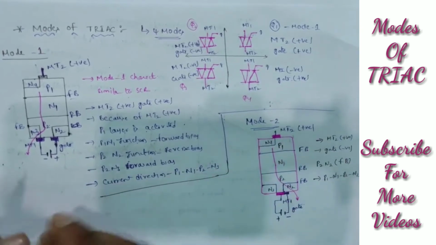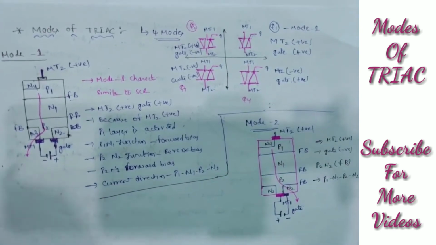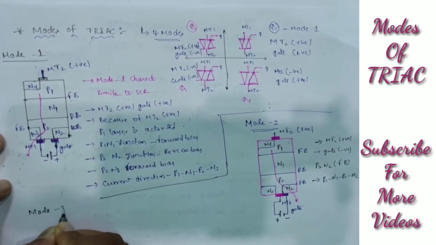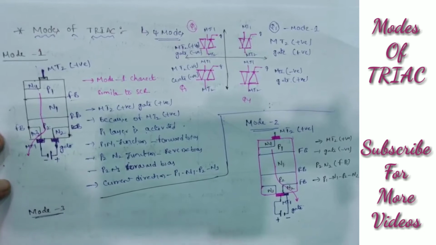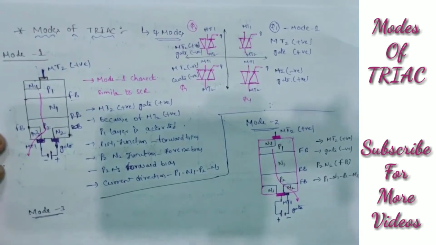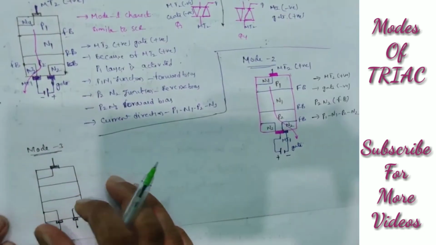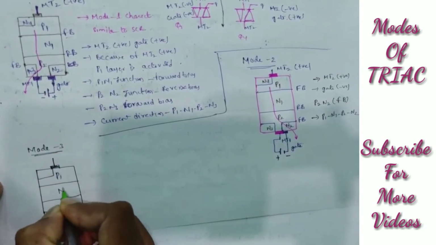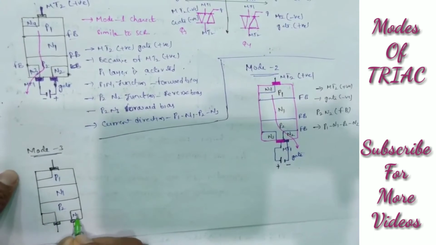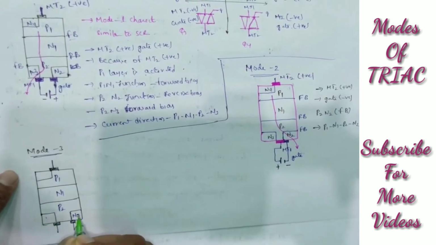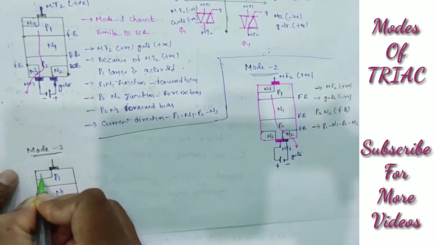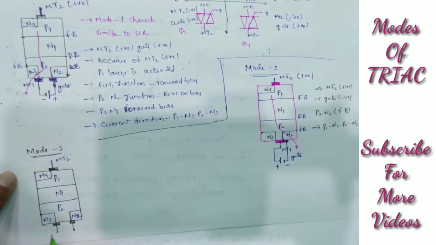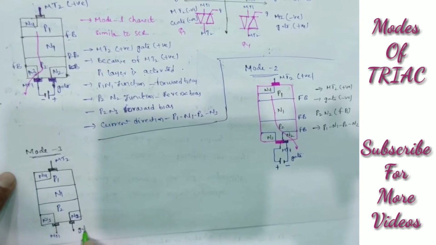So then mode 3. What about mode 3? Let's discuss mode 3. I will draw the mode 3 structure. Let's point out mode 3. This is P1, N1, P2, N2, N3 and N4. This is MT1, MT2, this is MT1 and here is the gate.